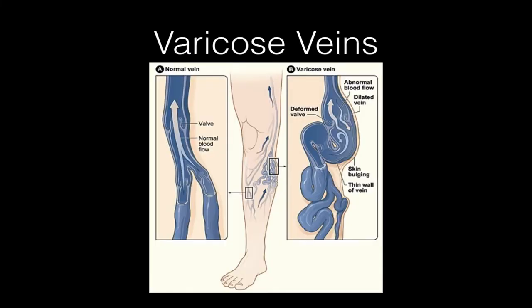And one other condition I wanted to talk about is varicose veins. Varicose veins is when the valves in the veins aren't closing and blood begins to pool in those veins. And it causes the veins to get very large because blood is pooling in those veins and not being able to move up to the heart.